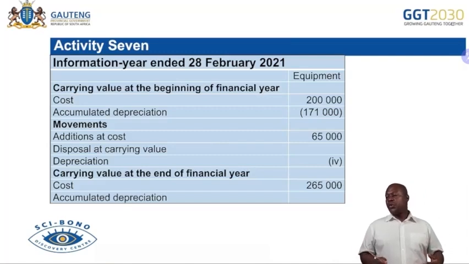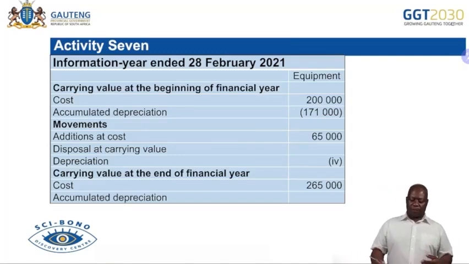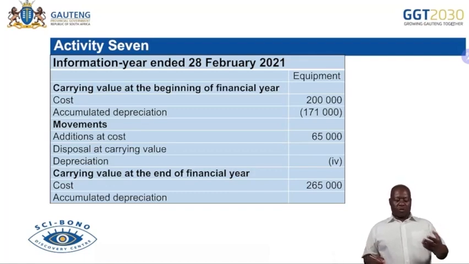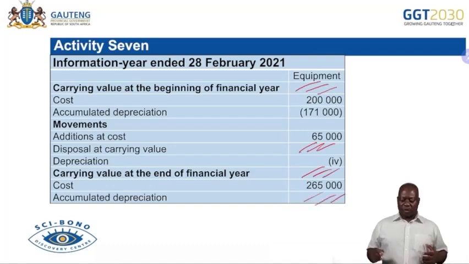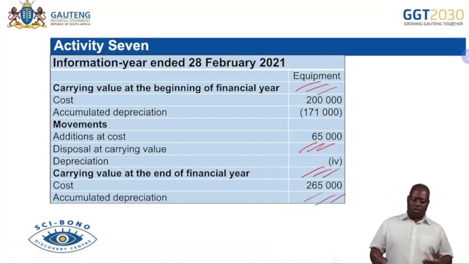Let's go to activity number 7 now. We are looking at equipment. Now, check what happened. They are not giving us the carrying value at start. They are not giving us anything to do with disposal. You know, they are not giving us some of these figures. But don't worry, we are accounting people. We are not going to cry foul here. We are just going to look into the information and see if it can help us to find what we are looking for.